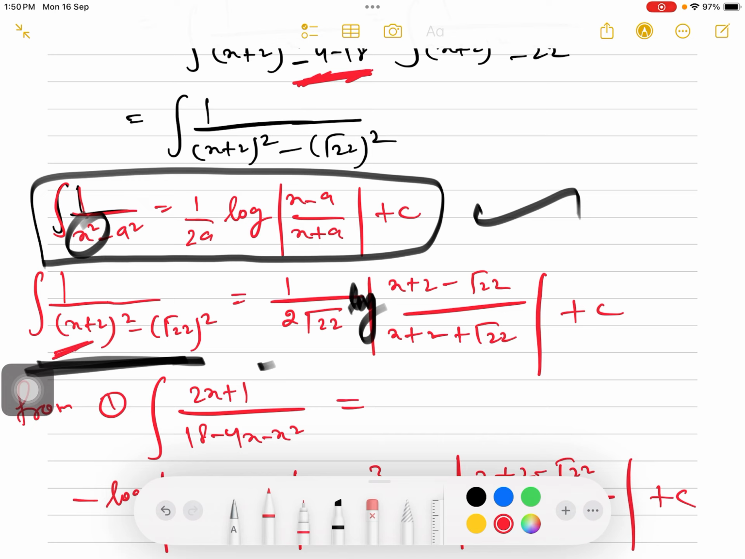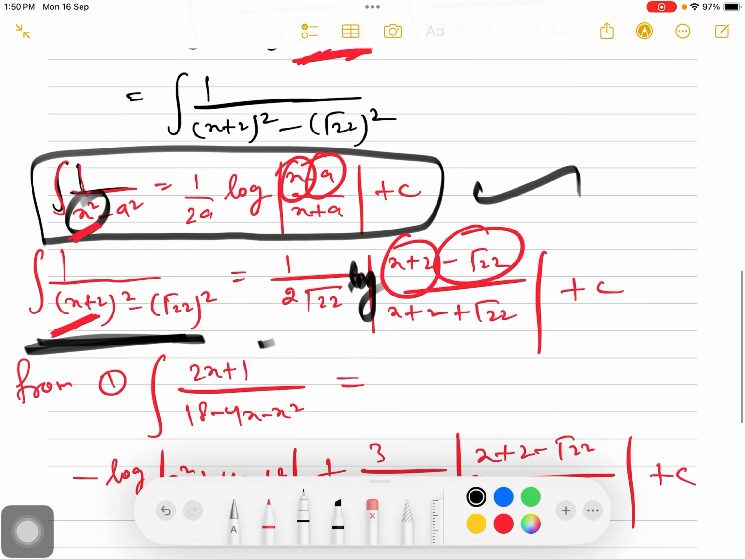So what is my x here? Here it is x square, but here it is x plus 2 whole square. So what is my x? X is here x plus 2. So wherever x has come, I have to replace it with x plus 2 only. So I replaced x with x plus 2, then minus a, and minus a means minus root 22. After that, in the denominator again x, so instead of x again x plus 2, then plus a means plus root 22. Like this we have to represent our question.